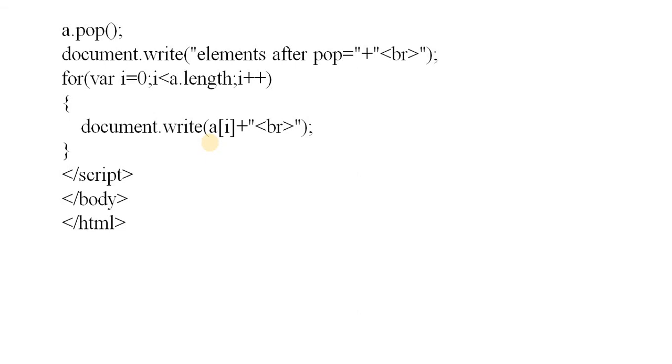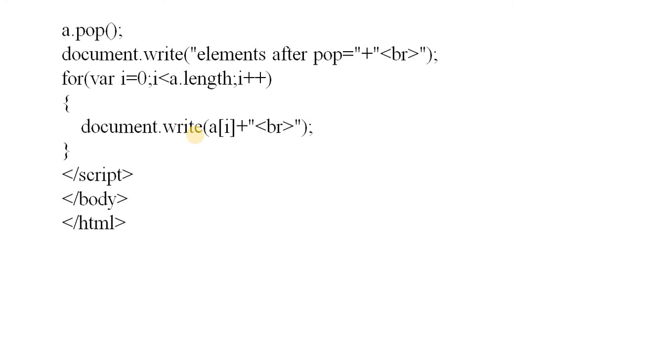What will be the output of this program? This program will display the elements before pop, that is 5, 4, 3, 2, 1. After that, after the pop method, it will display the result, that is 5, 4, 3, 2. Means it removes the last element, that is 1, the last element of the array, and displays only the first four elements on a web page, that is 5, 4, 3, 2. This is all about our pop method.